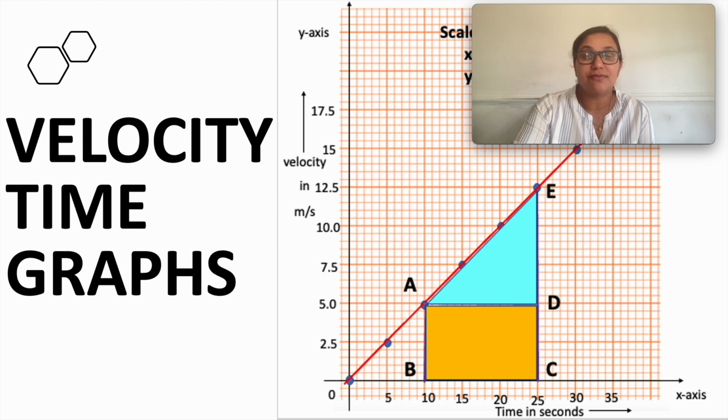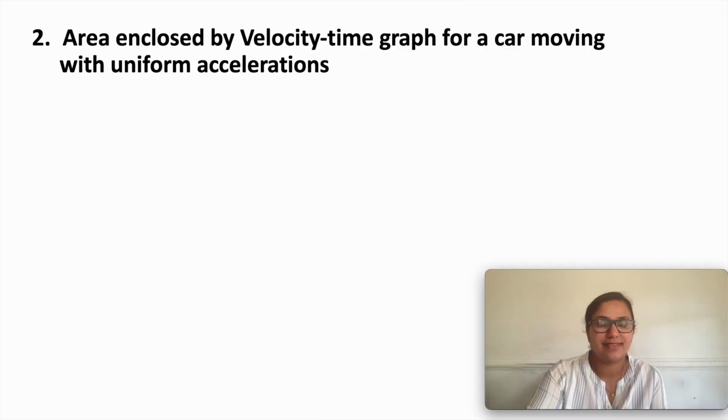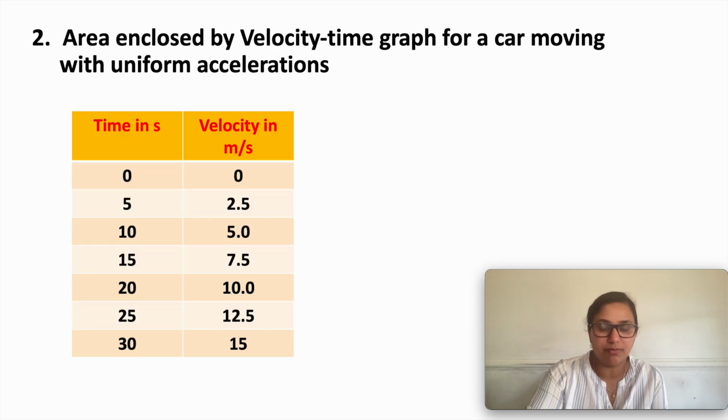In the last class, we discussed the area enclosed by the velocity time graph for a car moving with uniform velocity. Today, we are going to calculate the area enclosed by the velocity time graph for a car moving with uniform acceleration. Let us start. The question here is: calculate the area enclosed by the velocity time graph for a car moving with uniform acceleration.